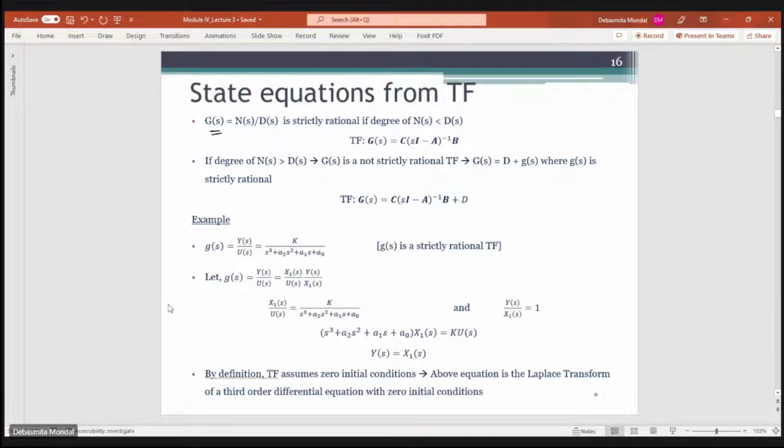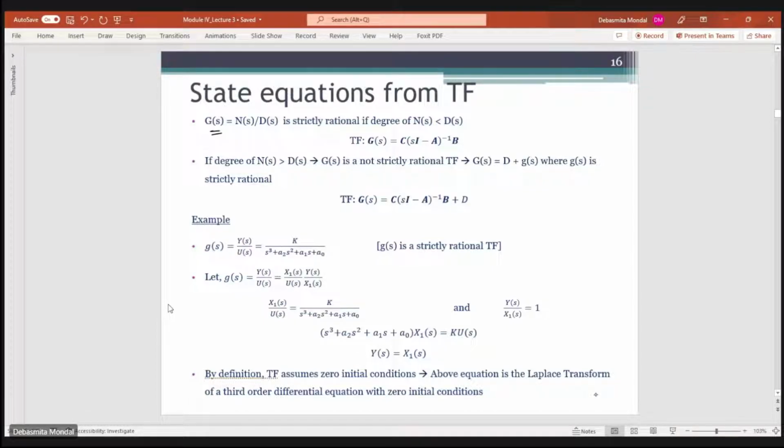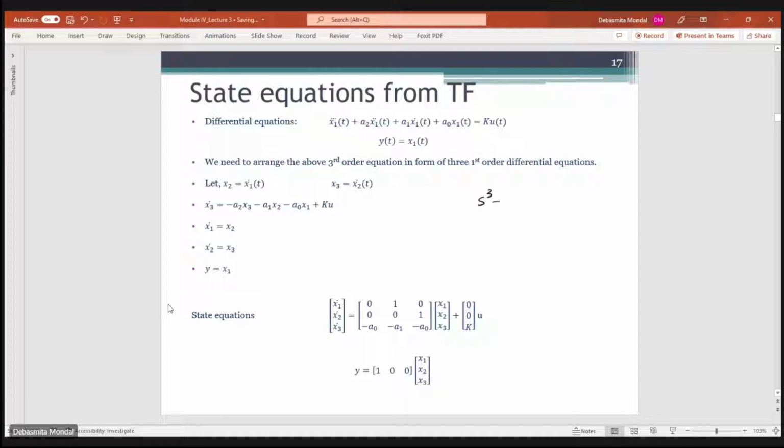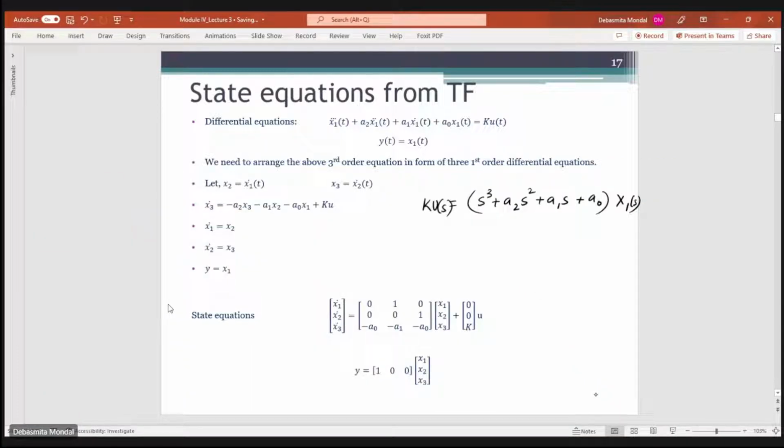From this equation, we can take the Laplace inverse and write the corresponding differential equation. We had s cube plus a2 s square plus a1 s plus a0, multiplied by X1, equal to K into U. If we take the Laplace inverse, you get the third order derivative of x1(t), plus a2 multiplied by the second derivative of x1, plus a1 multiplied by the first derivative of x1, plus a0 into x1, equal to K into u(t). Now you have a third order differential equation.